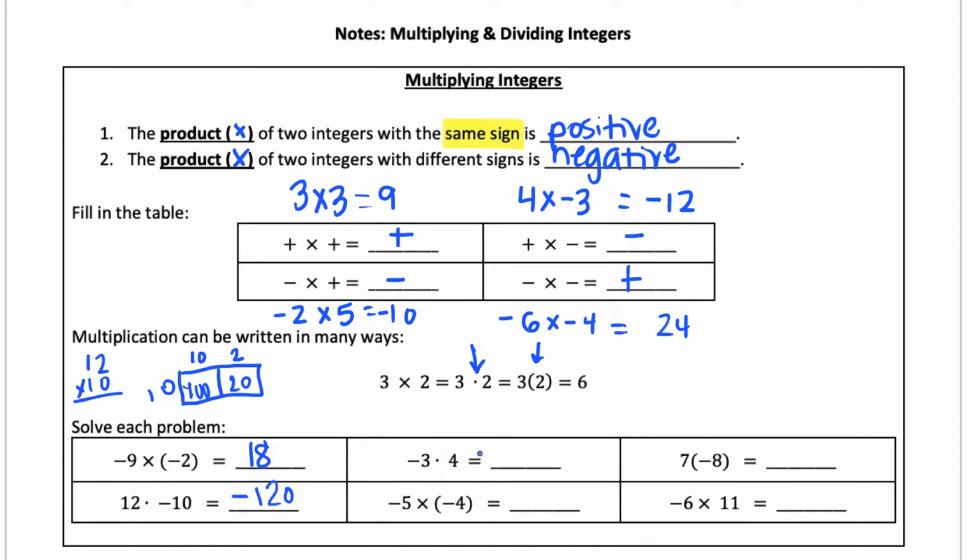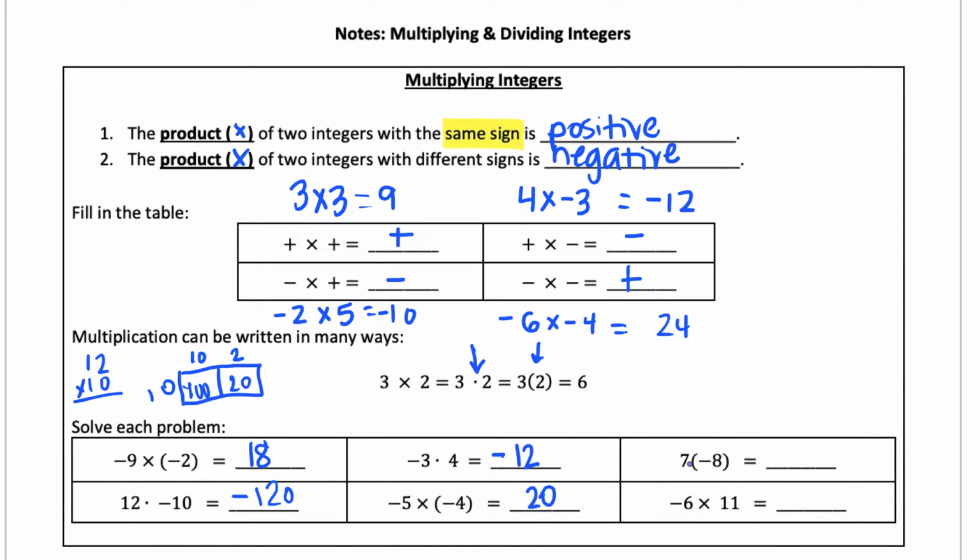Negative 3 times 4, I'm going to take my different signs, meaning I get a negative answer. 3 times 4 is 12, so my solution is negative 12. Then I have negative 5 times negative 4. My signs are the same here, so I'm going to have a positive answer, and I just have to think about 5 times 4, which is 20.